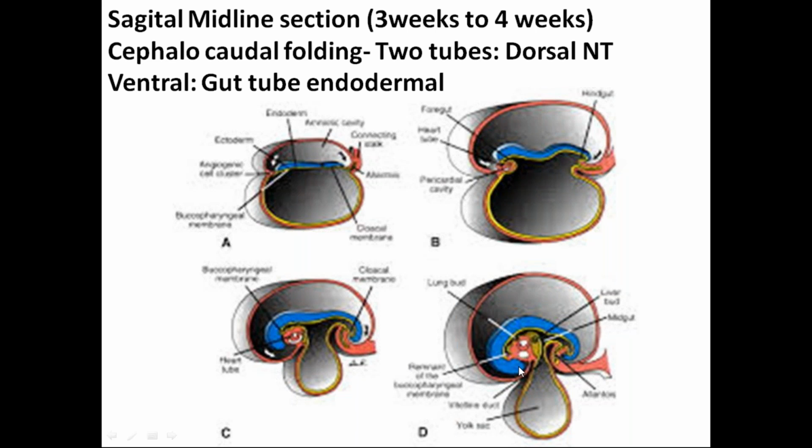And as we go later on to the 4th week, you see that this blue colored structure is more curved, it's more like a C, having a cephalic end, which is going to form the head end of the embryo. On the head end of the embryo, and just ventral to it, this cavity is going to form the heart or the pericardial cavity. This is the caudal end of the embryo.